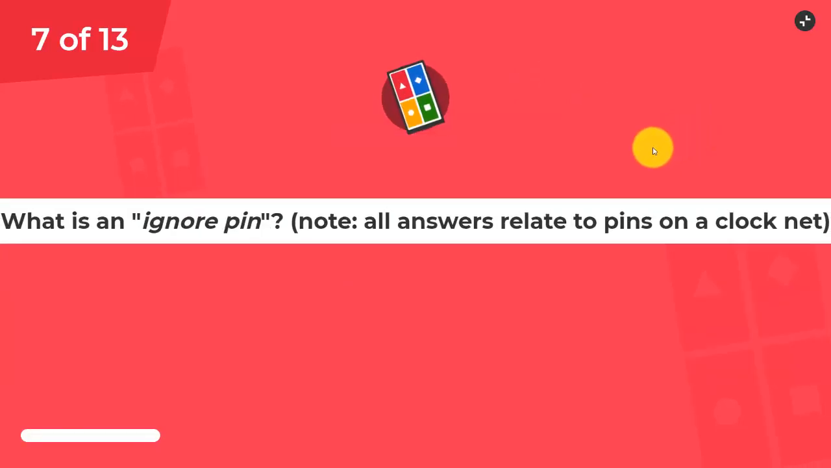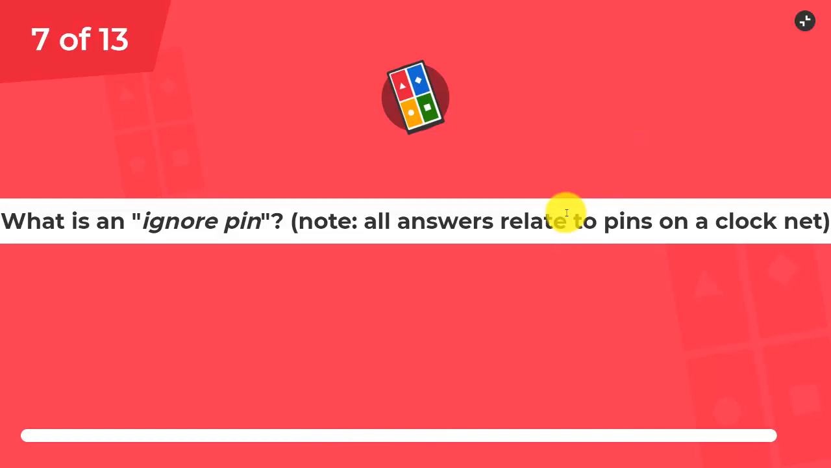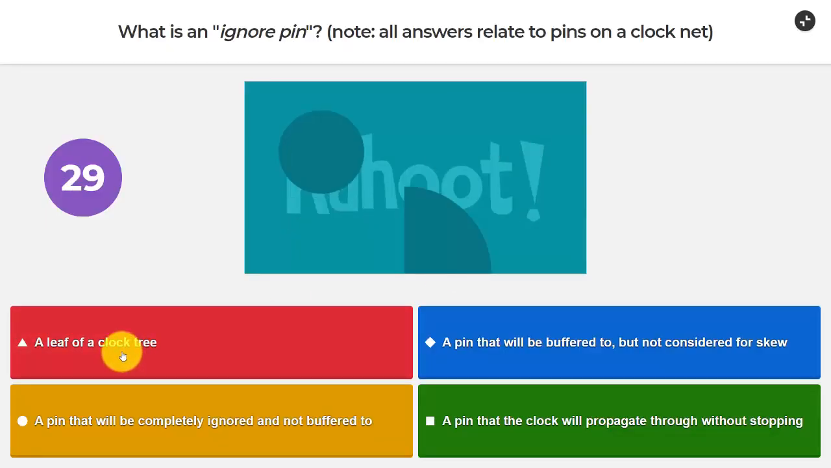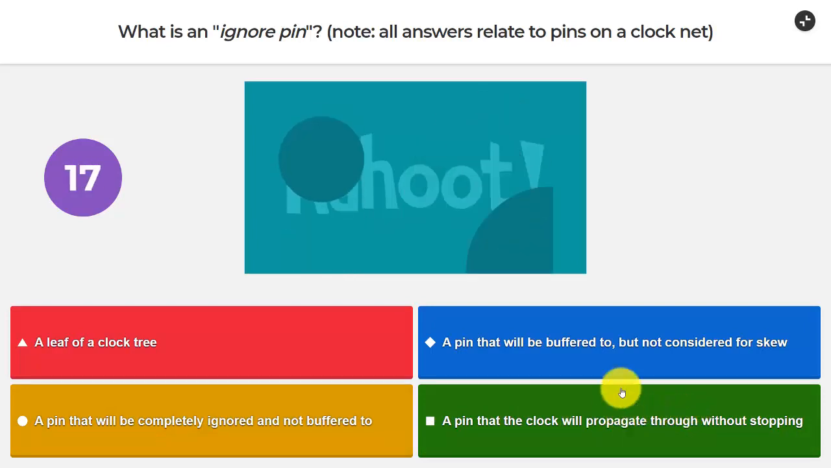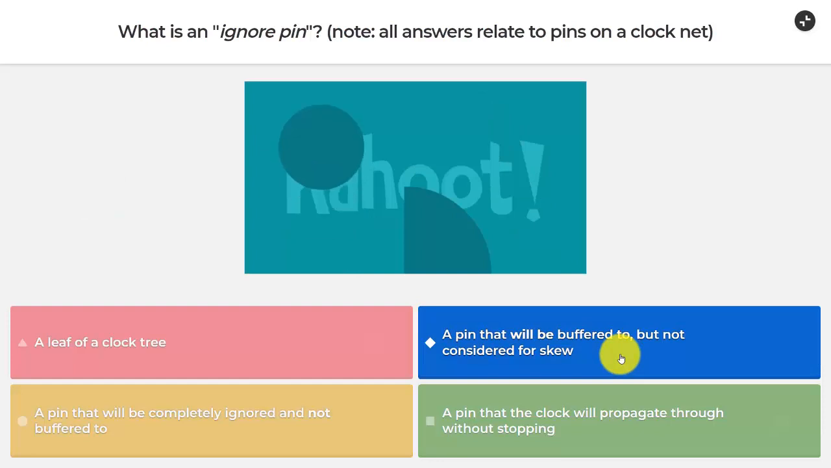So number 7, what is an ignore pin? And note, all answers relate to pins on a clock net. Is it a leaf of a clock tree? A pin that will be buffered to but not considered for skew? A pin that will be completely ignored and not buffered to? Or a pin that the clock will propagate through without stopping? Okay, and I believe that it's this one.